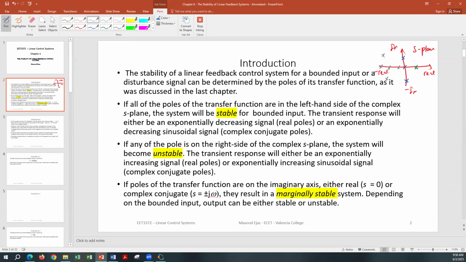Likewise, if you have poles on the y-axis at 0, then that's also going to make the system marginally stable. Now, the multiplicity of this pole should be 1. That is, you should not have multiple poles of the transfer function on the y-axis at the same point.